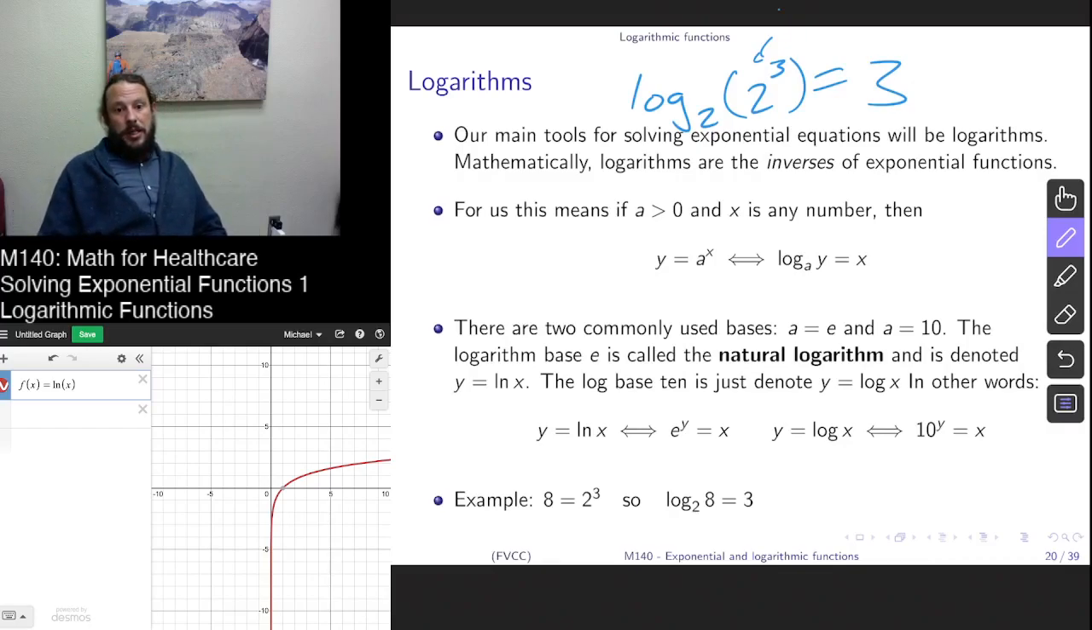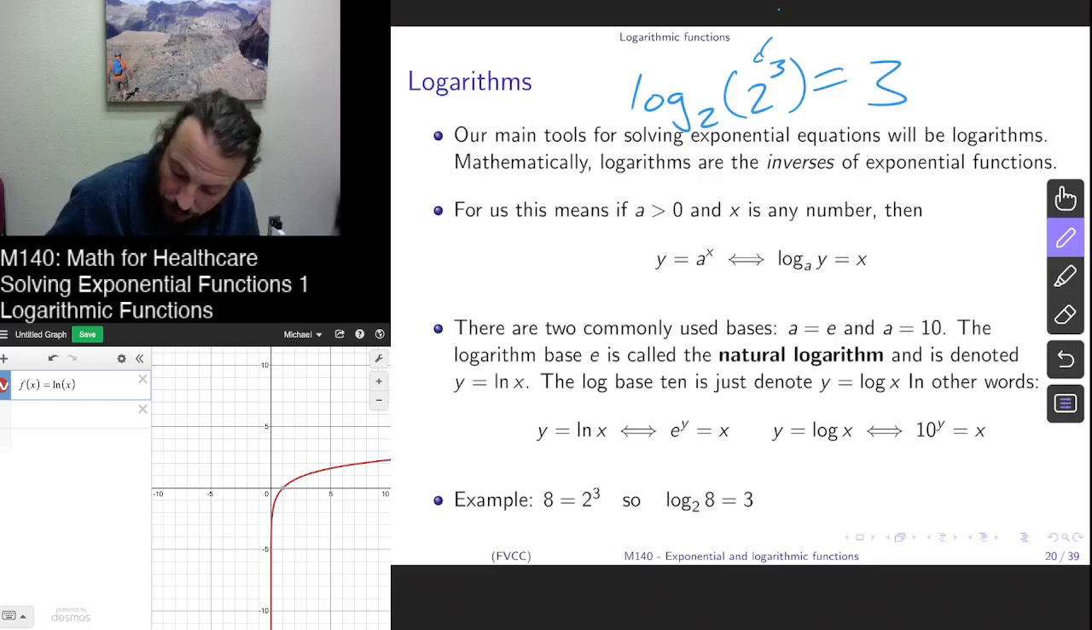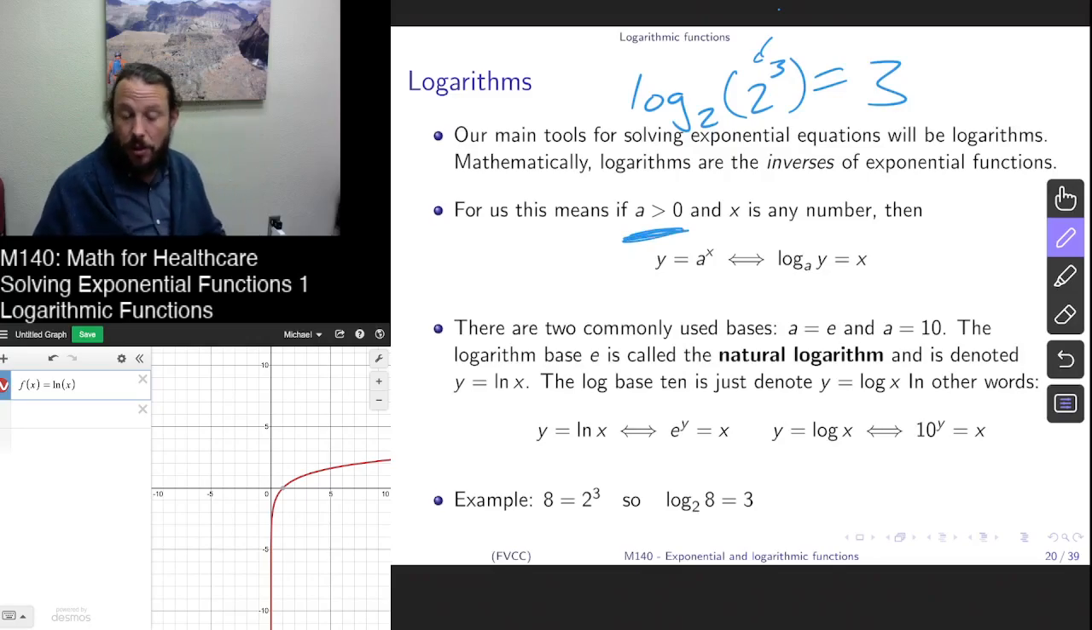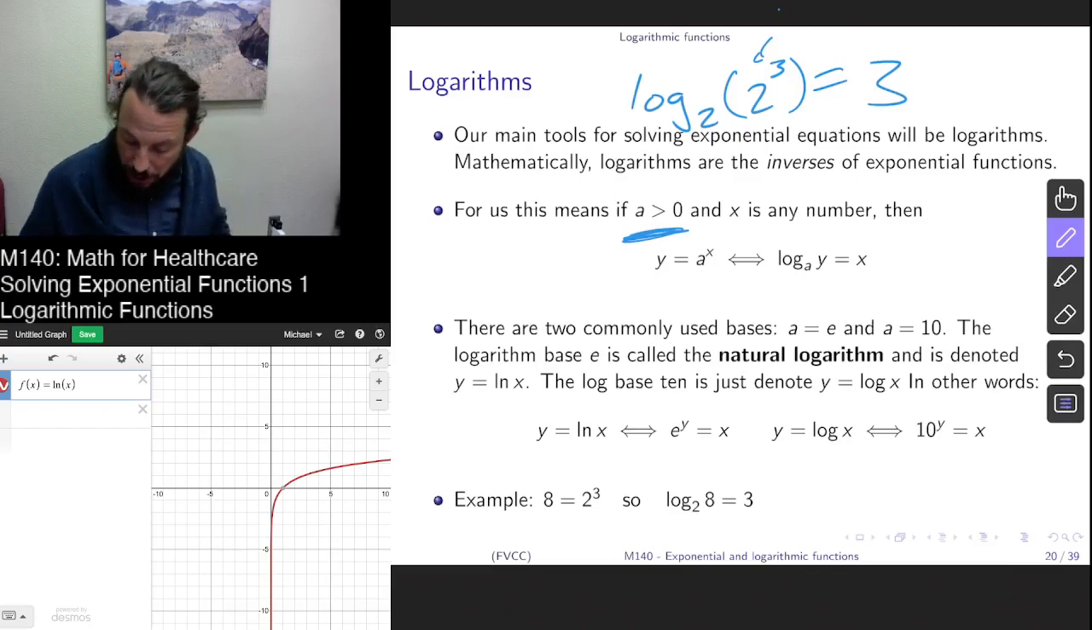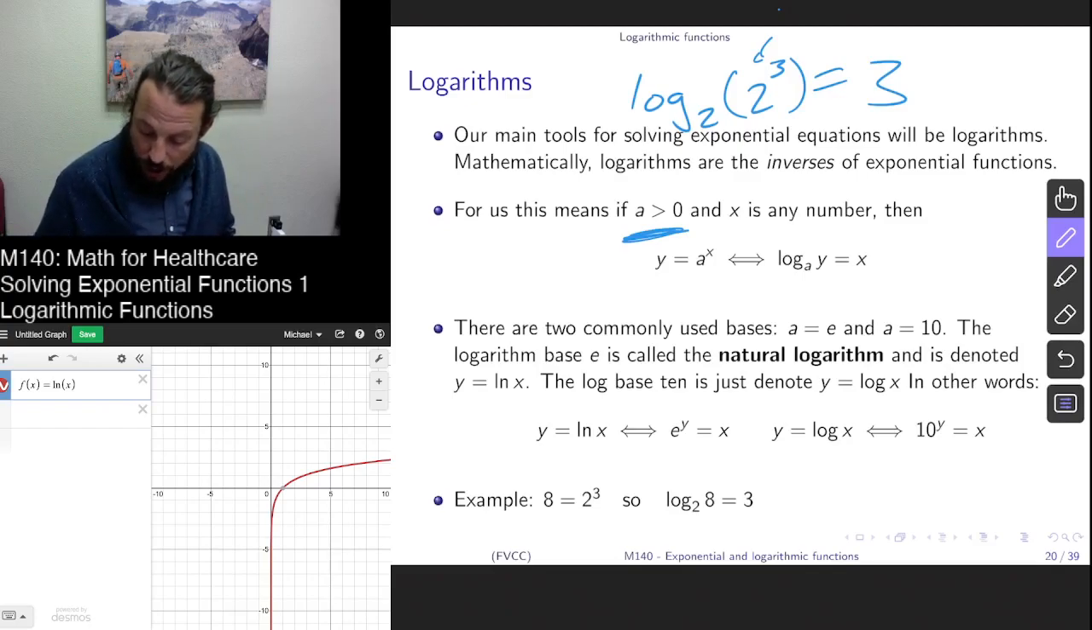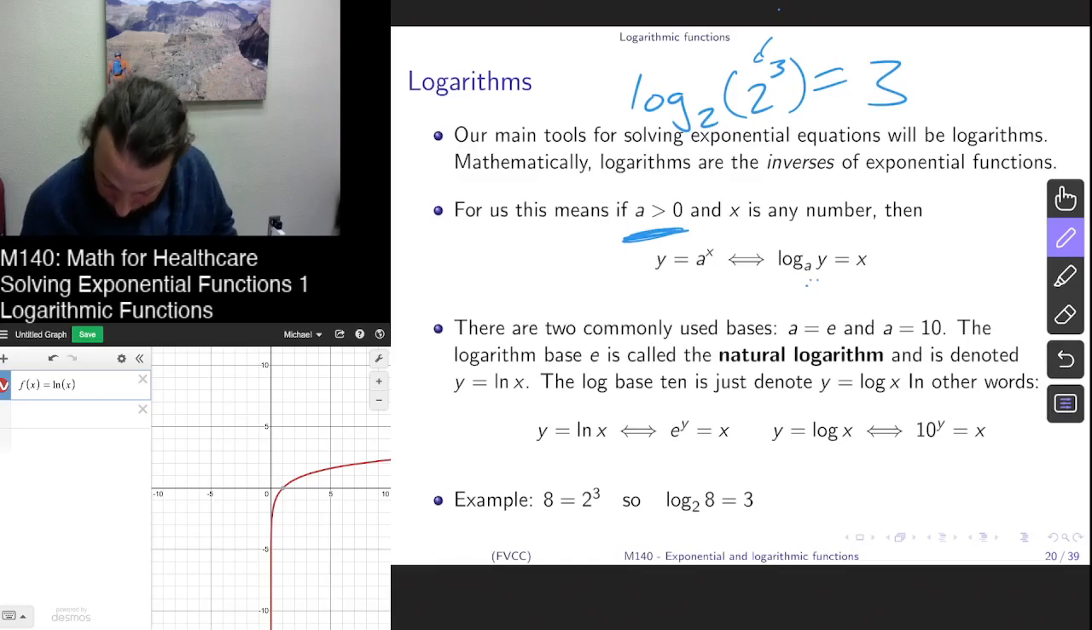Another way to see that is what's called the exponential form of logarithm. First, we need a greater than 0. Remember, we wanted our bases to be greater than 0. x is any number, and it's our independent variable. Generally speaking, if y equals a to the x, the exponential function, that means that log base a of y equals x.